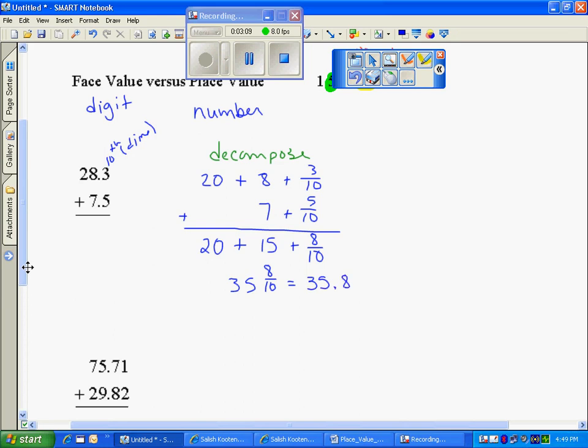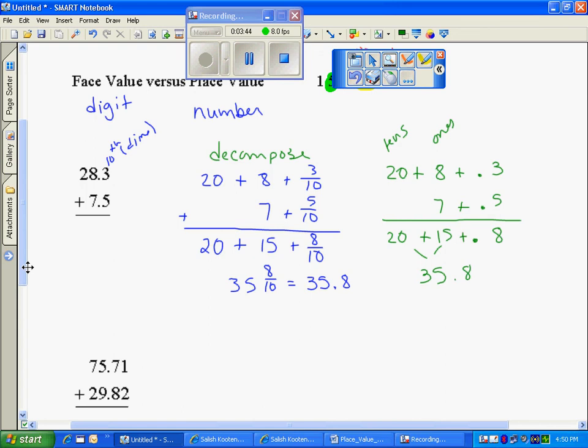Notice the decimal, one position after, is the tenths. So using decimals and decomposition, I would write this as 20 plus 8 plus 3/10. I'm going to add to that 7 plus 5/10. Again, adding each place value. Remember, this is the ones and the tens. Here's my decimal. 3/10 and 5/10 is 8/10. Combining, I get 35 and 8/10.